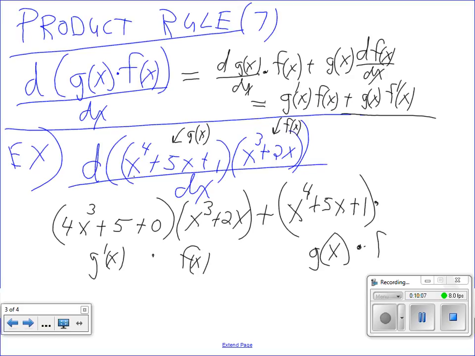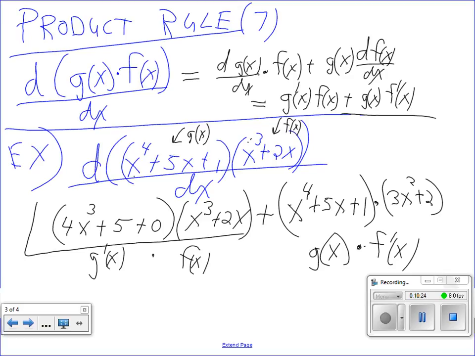What do I got to multiply that by? Oh, the derivative of that second one. What's that? Well, I've got a power rule. What happens to x cubed? We use the power rule. That's 3x squared plus 2x. The derivative of 2x is just 2. So that's really my answer right here.